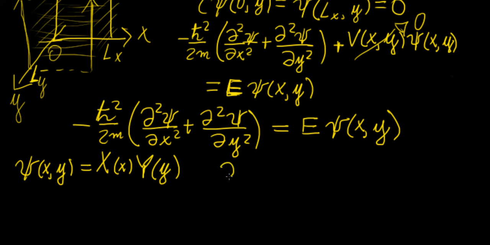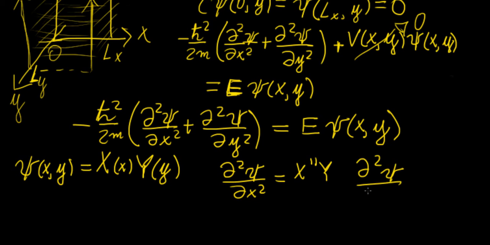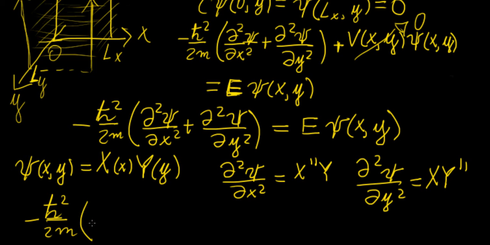So this means that the second partial derivative of this wave function with respect to x is just going to be the derivative of that x function, and then the partial derivative with respect to y is going to be y double prime. And then what we're going to do is substitute for those in here, so we're going to get h bar squared over 2m times x double prime y plus x y double prime equals E times x y.